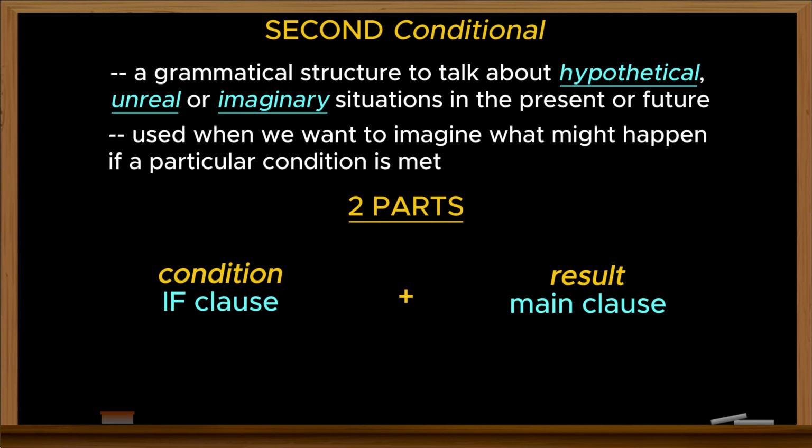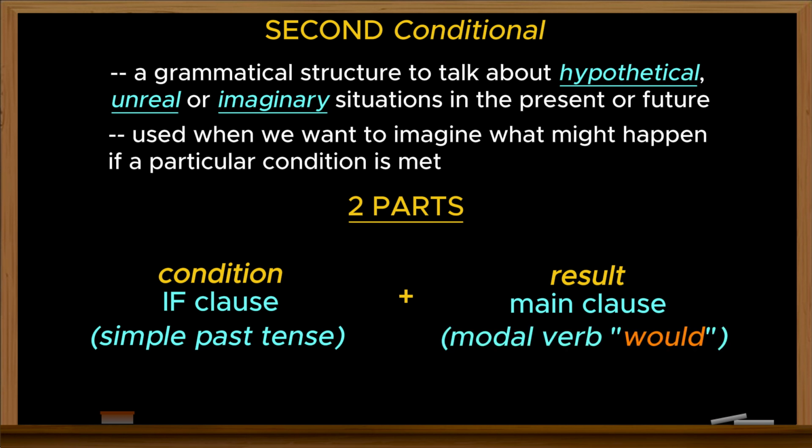Now let's take a closer look at the structure of the second conditional. In the if clause, we use the simple past tense of the verb. And in the main clause, we normally use the modal verb would followed by the base form of the verb, but we can also use some other modal verbs like could or might in the main clause. To make it easier to understand, let's see some examples.